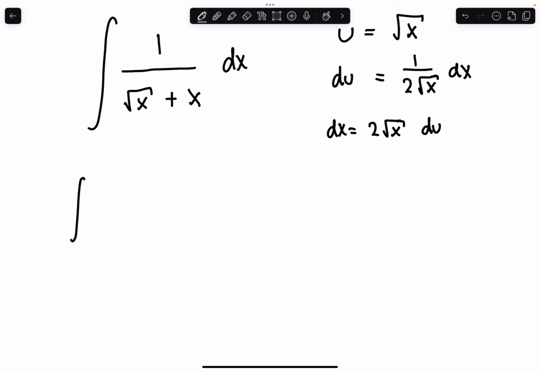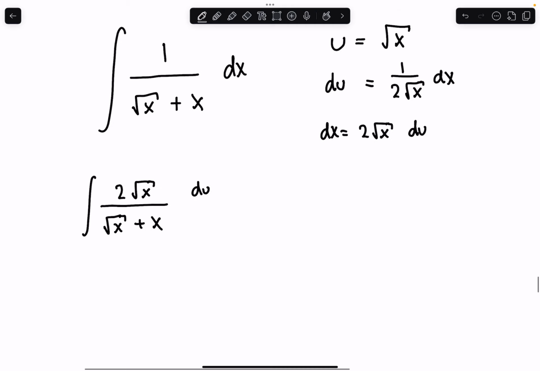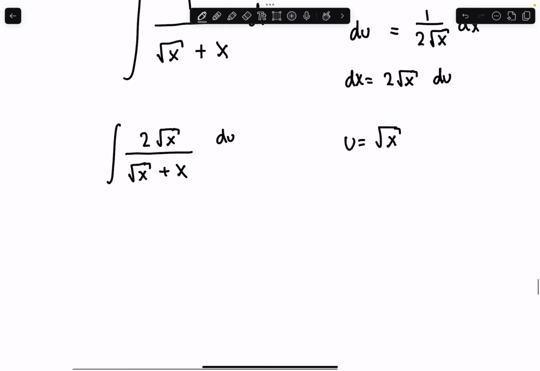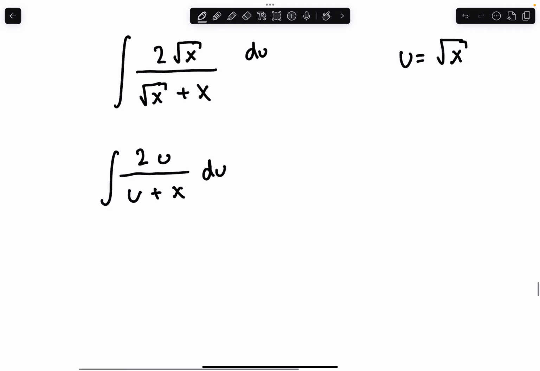So what we get is the integral of 2 square root of x du divided by square root of x plus x. If we remember though, u is equal to square root of x. So we get 2u divided by u plus x du. Now this is where most people get stuck because you see you have a u, but you still have an x and you don't have a way of replacing it.